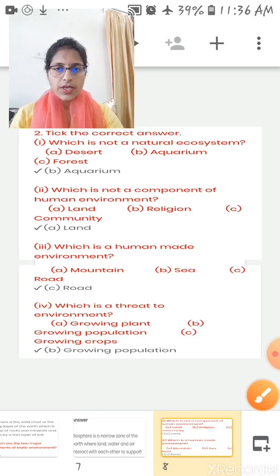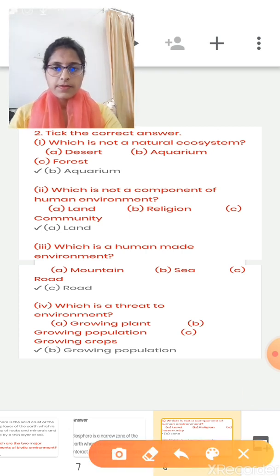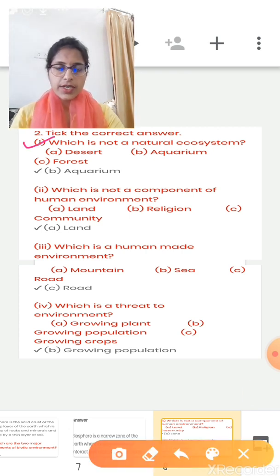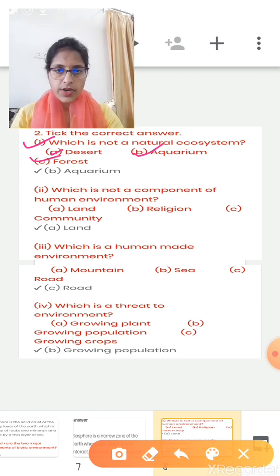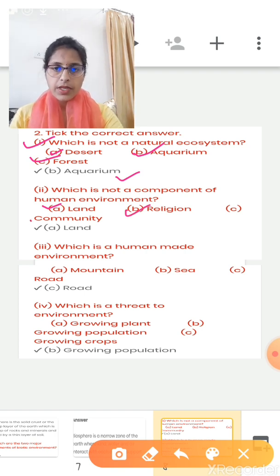Okay, now the second question, tick the correct answer. So first, which is not a natural ecosystem, right? First option is desert, second one is the aquarium, and third one is the forest. So which is not a natural ecosystem? Definitely it's option B. Aquarium, it's not a natural ecosystem. Now the second one is, which is not a component of human environment. So first option is land, second one is religion, and third one is community.